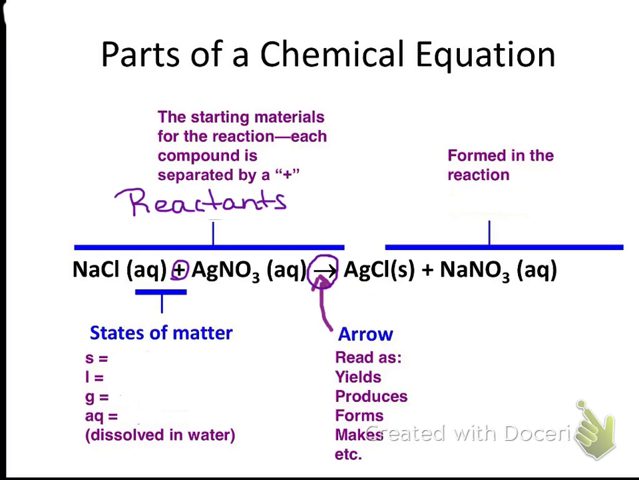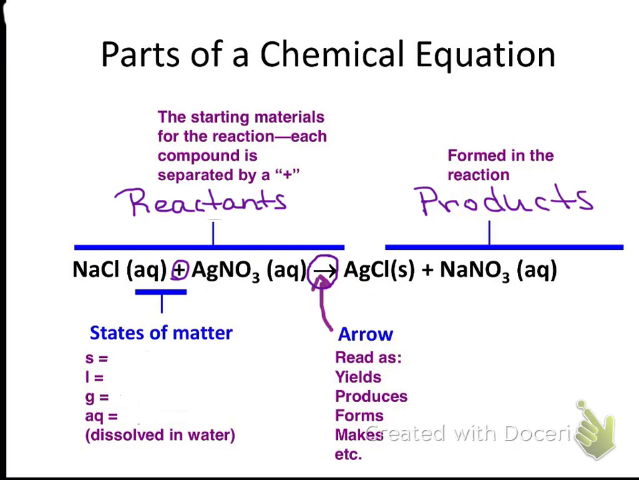The arrow you can read as yields, produces, forms, makes. So we're going to say NaCl plus AgNO3 make. And then on the other side of the arrow, we have AgCl as one thing, NaNO3 is a second. These things on the right side of the arrow are called the products.